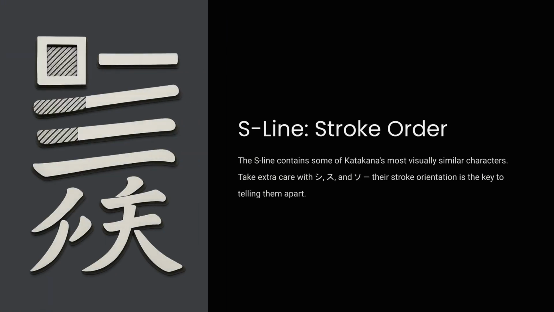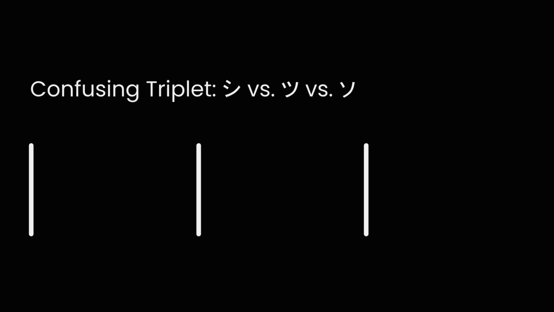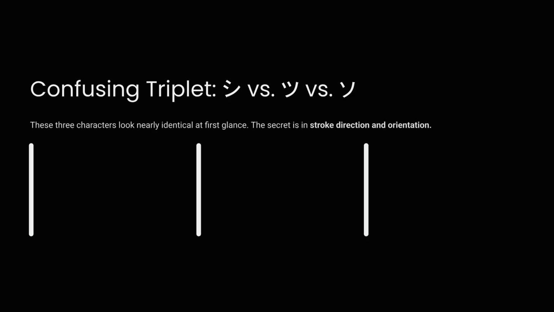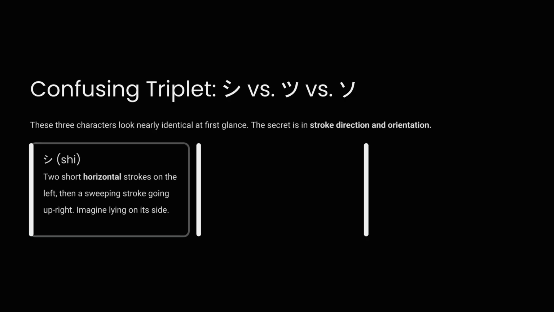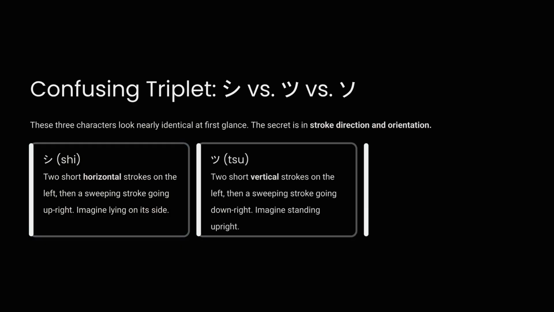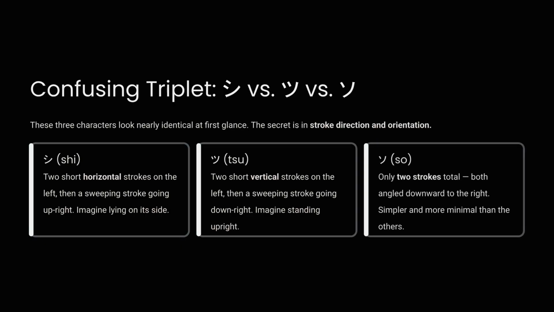The S line includes some of katakana's most visually similar characters. You must take extra care with shi, tsu, and so. Their stroke orientation is the key to correctly distinguishing them. Let's focus on the confusing triplet: shi, tsu, and so. The secret is in the stroke direction and orientation. Shi has 2 short horizontal strokes and a sweeping upright stroke, like lying on its side. Tsu has 2 short vertical strokes and a sweeping downright stroke, like standing upright. So has only 2 strokes angled downward to the right, making it simpler than the others.